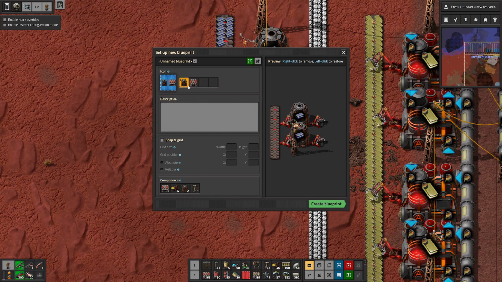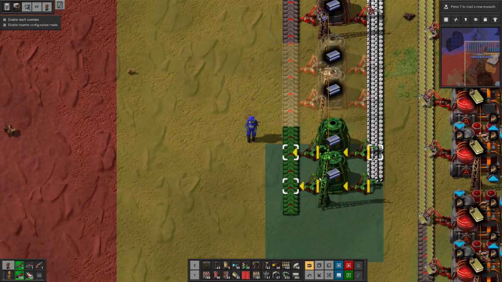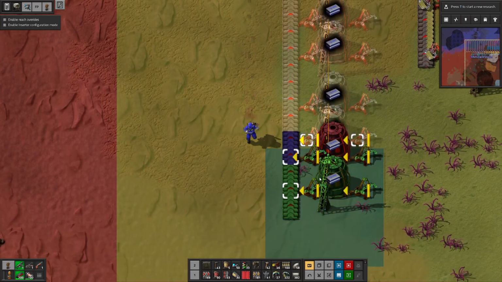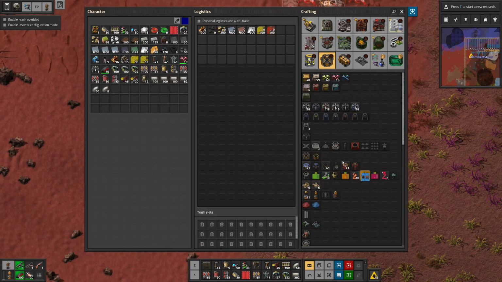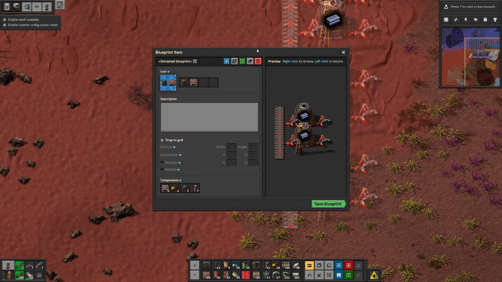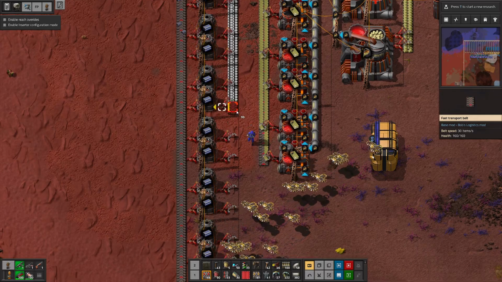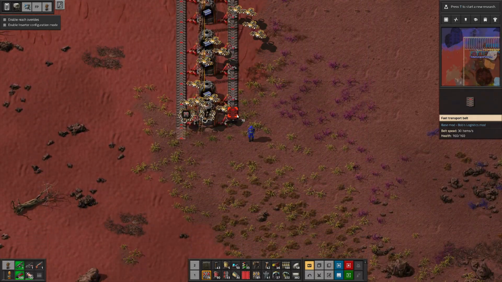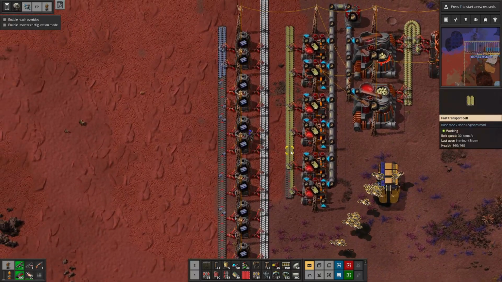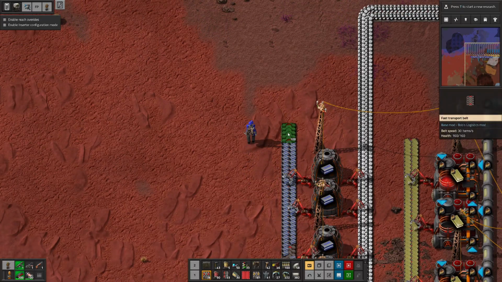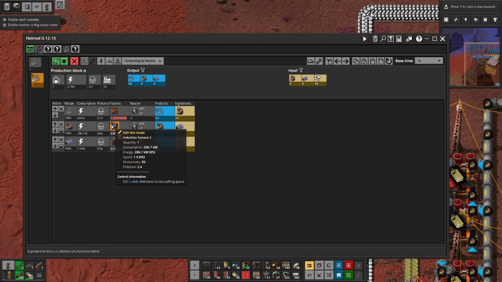I don't think I'm going to need very many of these. All right, so that's gonna be 2, 4, 6, 8, 10, 12, 14, 16, 18. Oh, I didn't get that belt in. Ah, well, no big deal. That's easy enough to put in manually. There we go. And then all this runs into a single induction furnace.